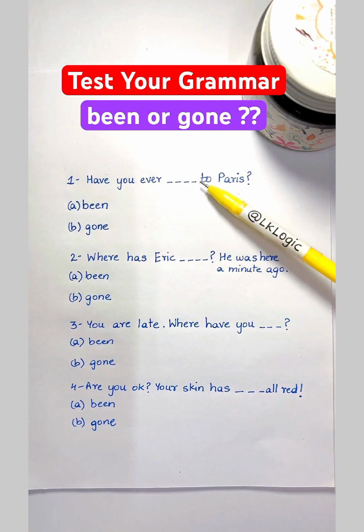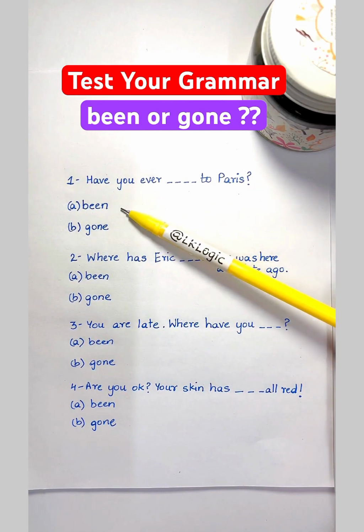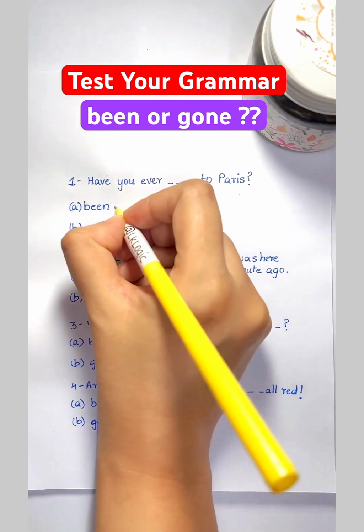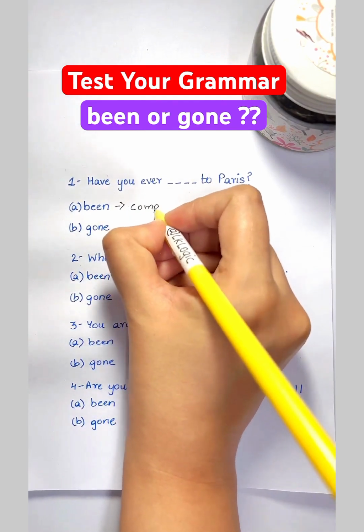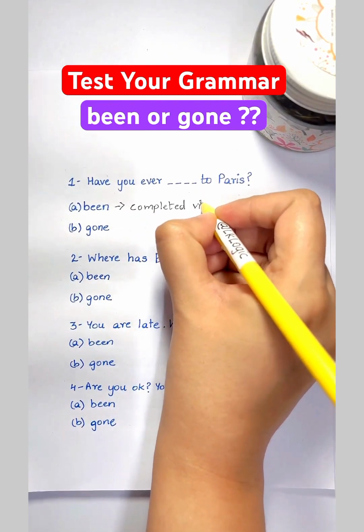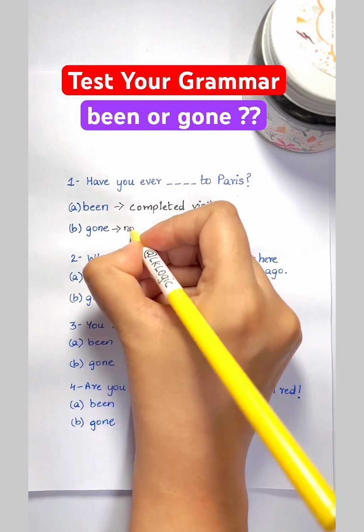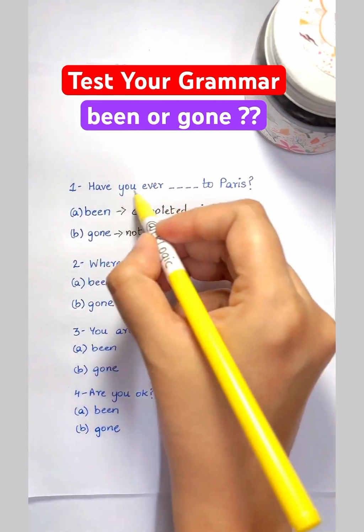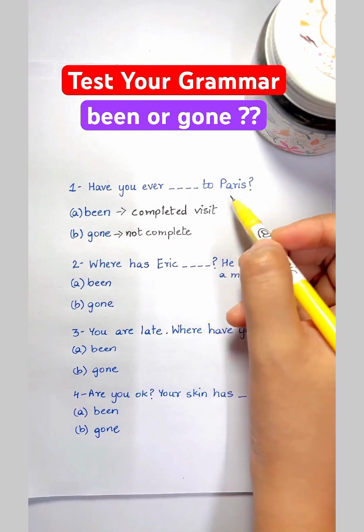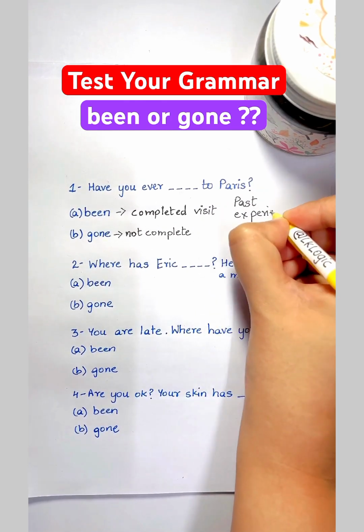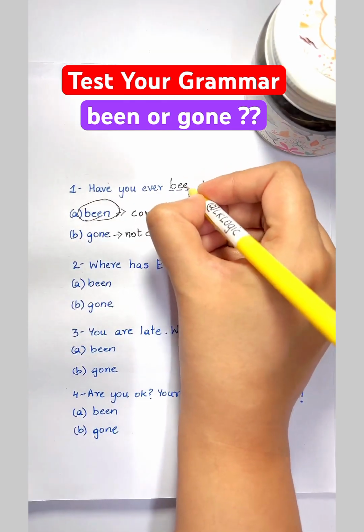Have you ever blank to Paris? Have you ever been to Paris or have you ever gone to Paris? Listen guys, we often use been to when we refer to completed visits to a place. And if the visit is not complete, we use gone. In this, you're talking about the past experience. When you ask someone about their past experience, use been. Have you ever been to Paris?